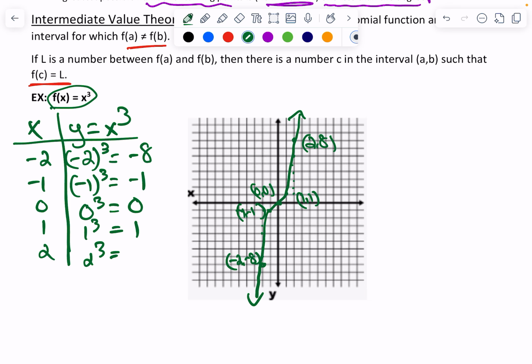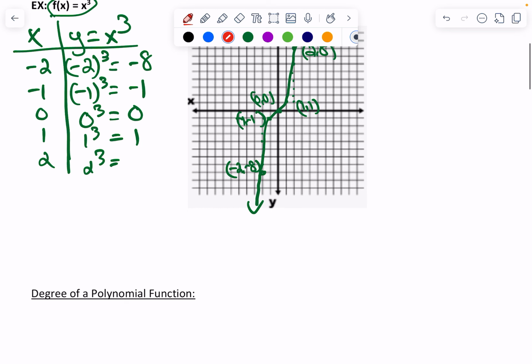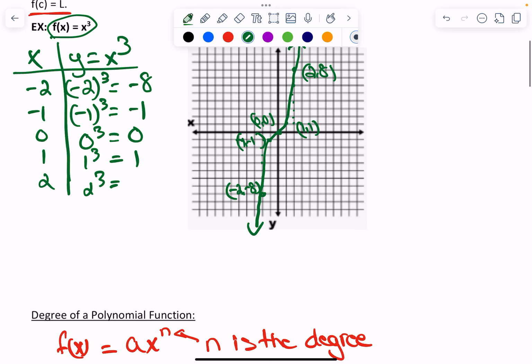Now, what we're going to next look at is the degree of a polynomial function. So if our function is f of x equals a x to the power of n, the n right here is the degree. It's always the highest degree of the function. So for our example here, the degree is going to be n equals 3 because that is the highest degree.